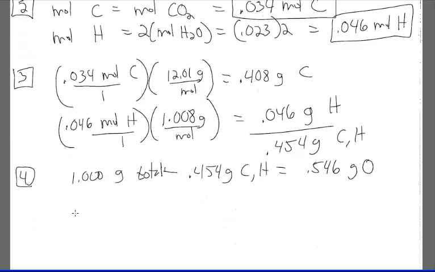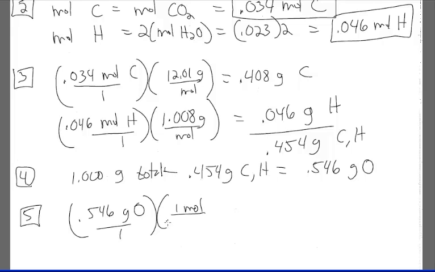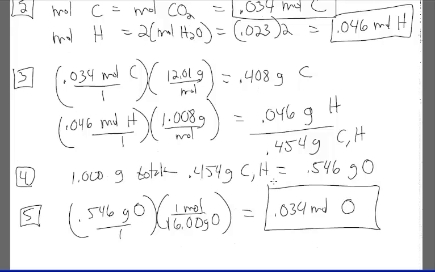And then we convert that back to moles of oxygen. 0.546 grams of oxygen times 1 mole for 16 grams of oxygen gives us 0.034 moles of oxygen. So now we have our third number for the formula. We have 2 up here, we have the third one.